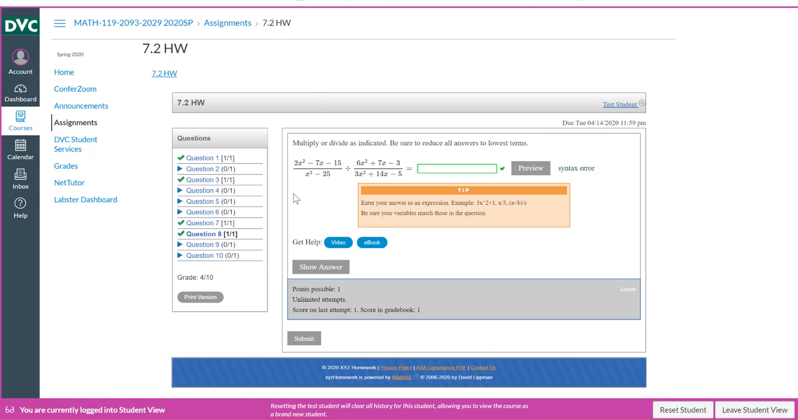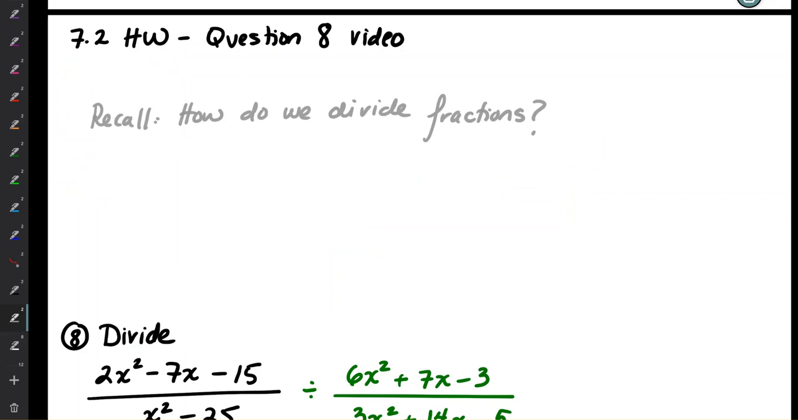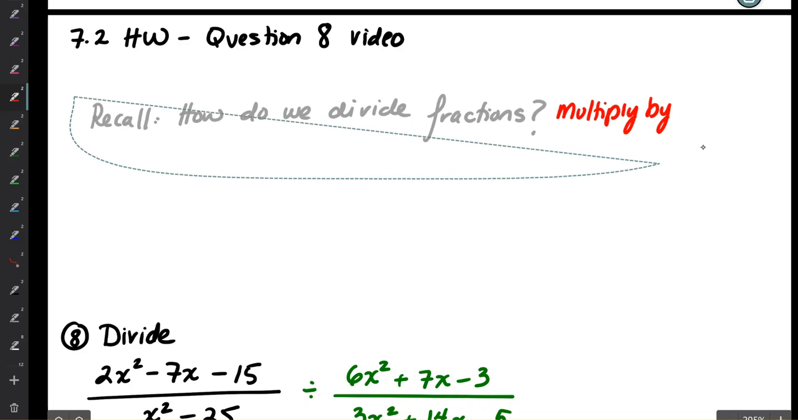Okay, in this video, we are going to first review how to divide fractions, and then we are going to do homework problem 7.2, question number 8. So remember how we divide fractions? We multiply by the reciprocal.